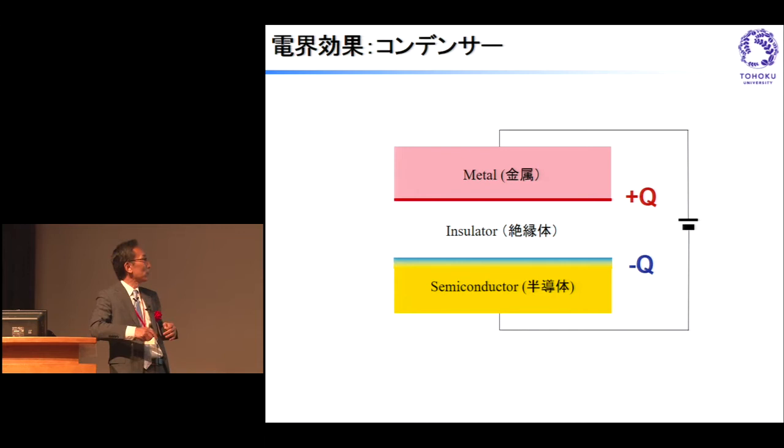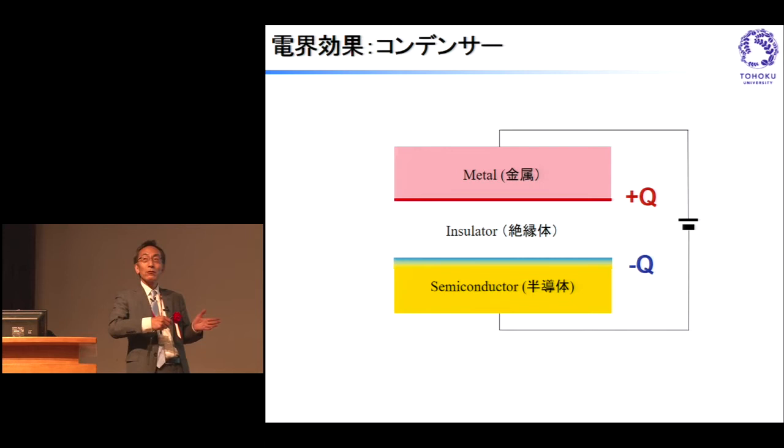So this is about the electric field effect. This is about the capacitor. You have a metal on insulators and semiconductors, and in between metal and semiconductor, you have this kind of capacitor. Only on the surface of this layer, because of the voltage, the charge goes up or goes down. So only the thin surface area changes in carrier concentration.